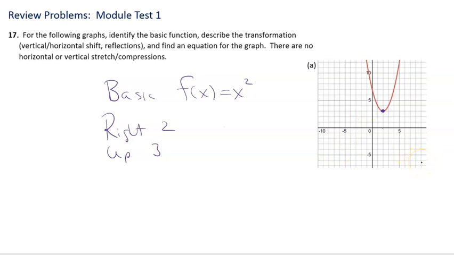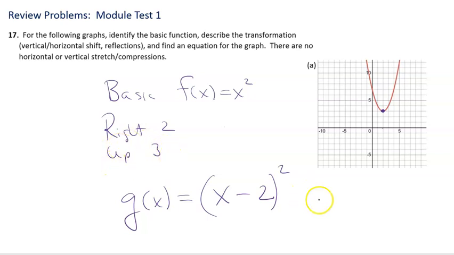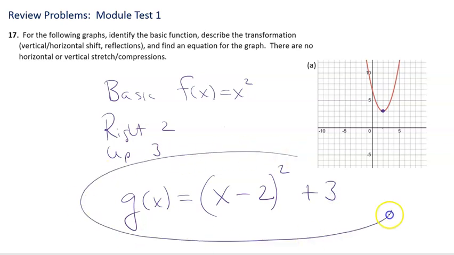And now we're supposed to find an equation. So call it something like g of x if you want to. Now, if you move left and right, remember, that means you add or subtract to the x value. So that's going to be x, right was minus 2, and then the square part goes on the outside. The up 3 goes outside the function value, so plus 3. So that's what we're looking at for the equation right here.